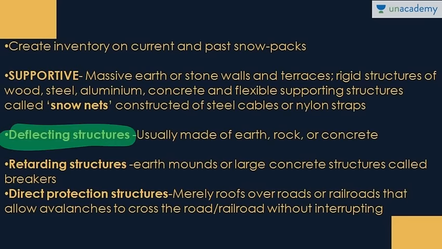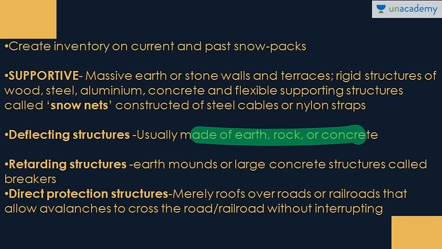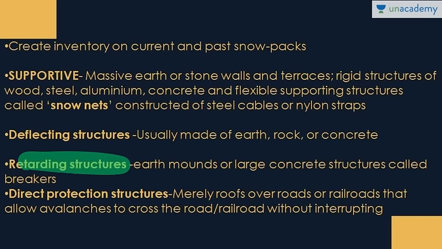Then we have deflecting structures. Evident from the name itself, they change the route. For example, these can be made of a very large amount of earth, rock, or concrete structures. So they are ways made for snow to be deflected. Then we have retarding structures. Again, evident from the name, retarding is for slowing down the speed. These retarding structures include large earth mounds made of concrete structures, which are often referred to as breakers.